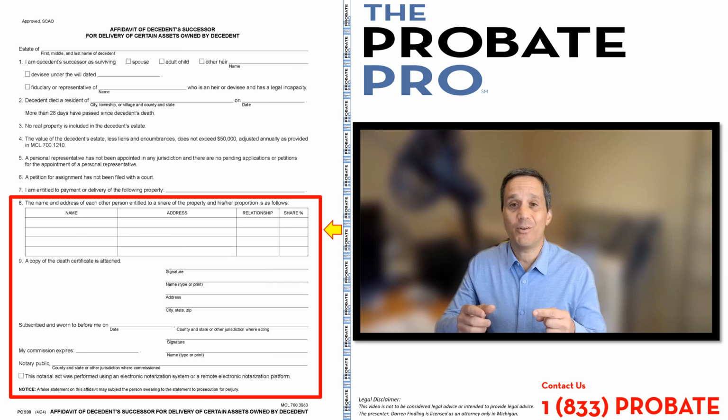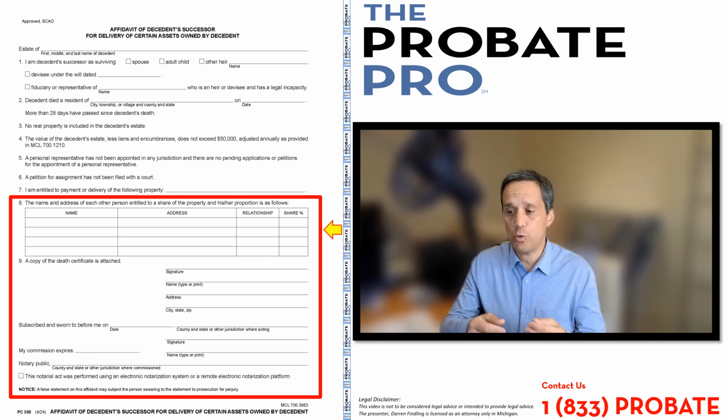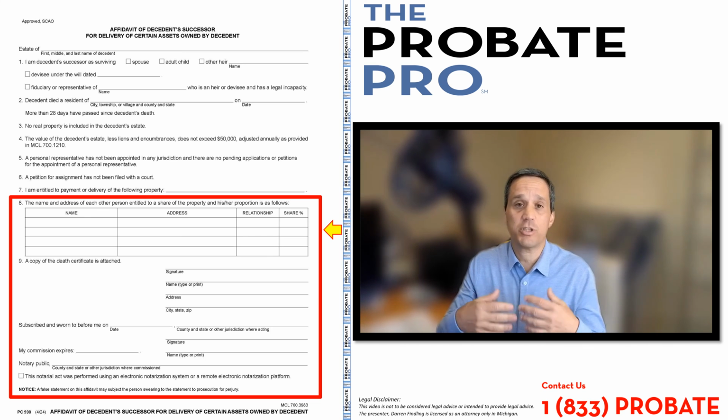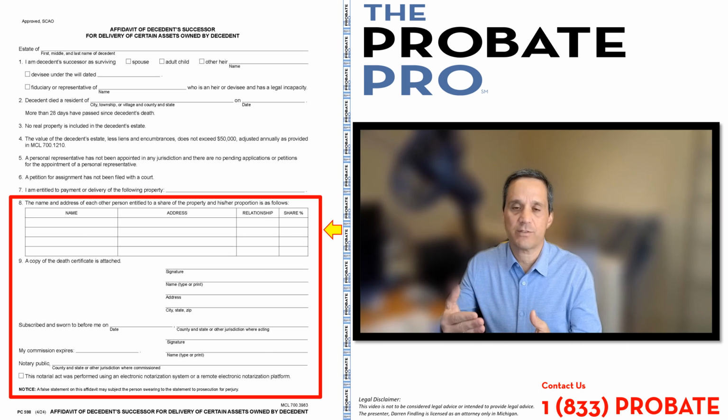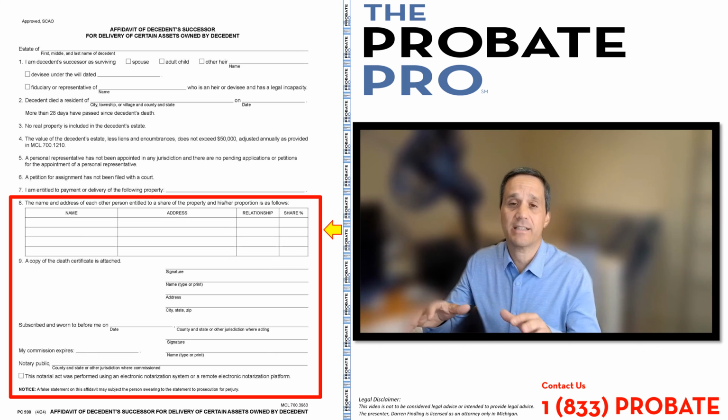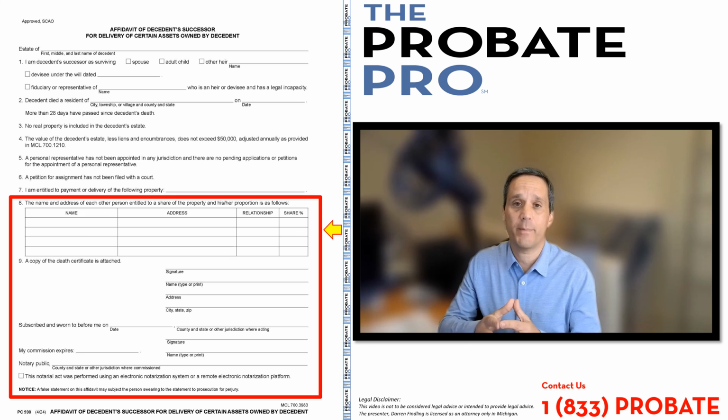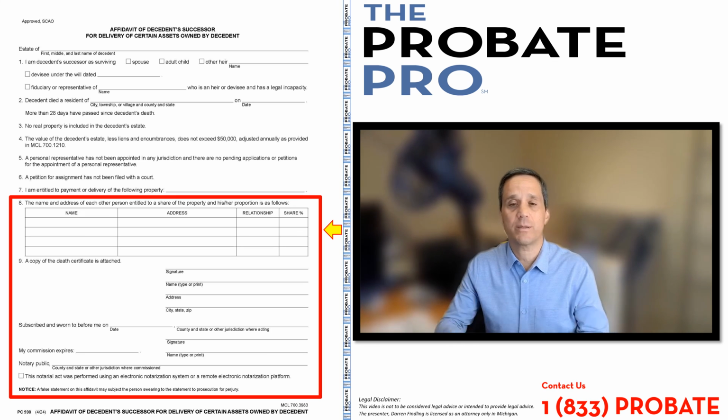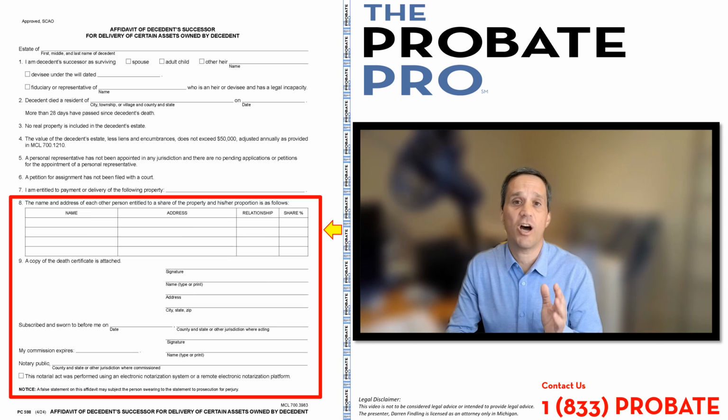And then if you see the word notice in the bottom, it says a false statement on this affidavit may subject the person to prosecution for perjury. It is critical that you accurately fill out this form and you accurately and honestly fill it out to the best of your information, knowledge, and belief, or you could subject yourself to the penalties of perjury.